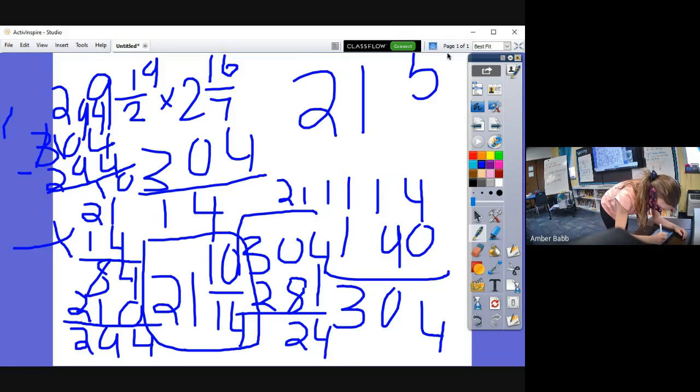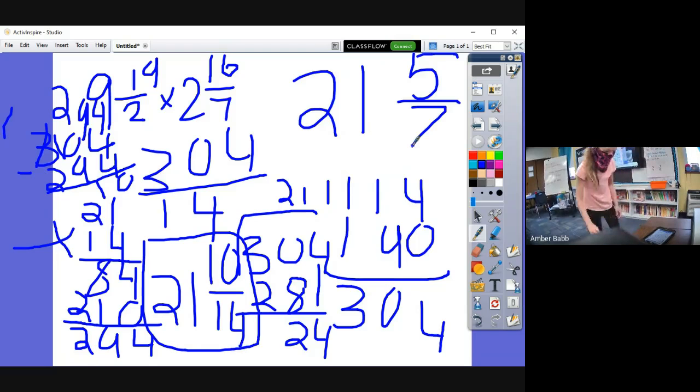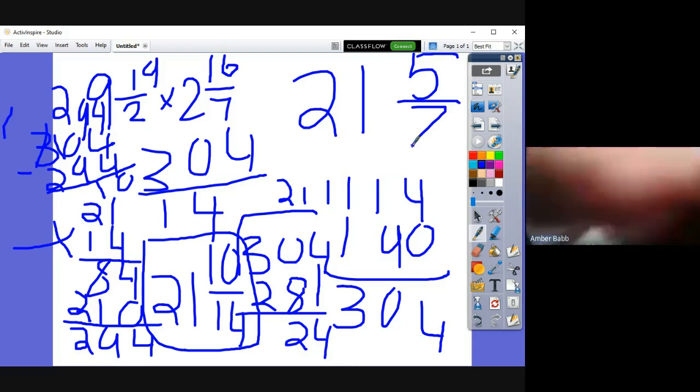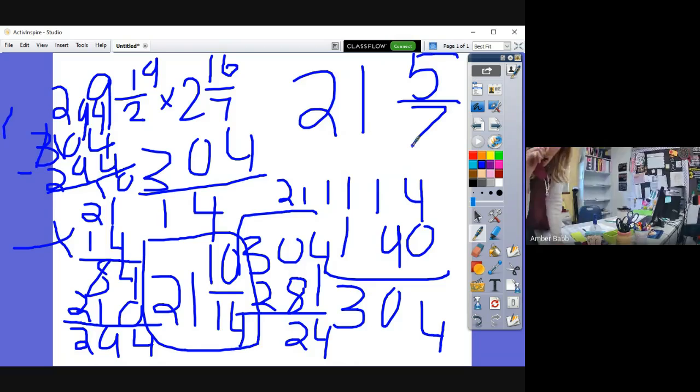Is it 20? What is it? 21 and 5/7. All right. I don't even know what happened on the screen here. There were so many fours. All right, so at this point, is it 21? The last two rows, do them on your own.